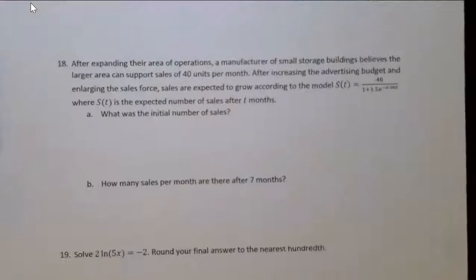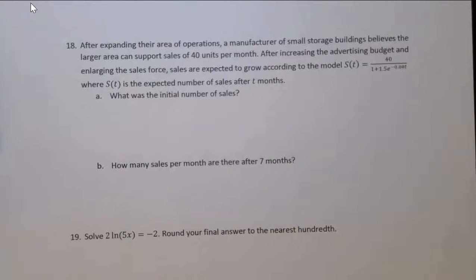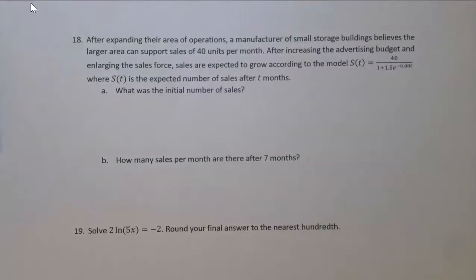Okay, moving on. Number 18 is telling me that after expanding their area of operations, a manufacturer of a small storage building believes that the area can support sales of 40 units per month. After increasing their advertising budget and enlarging the sales force, the sales numbers are expected to grow according to the model S of t equals 40 divided by 1 plus 1.5 e to the negative 0.08t, where S of t is the number of expected sales after t months.